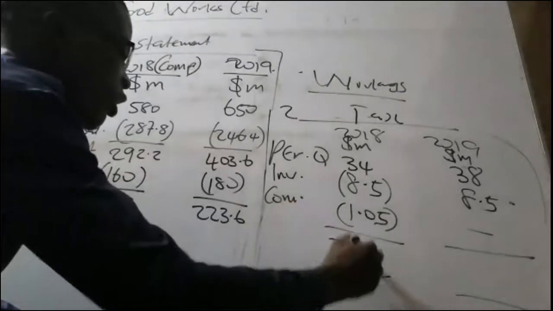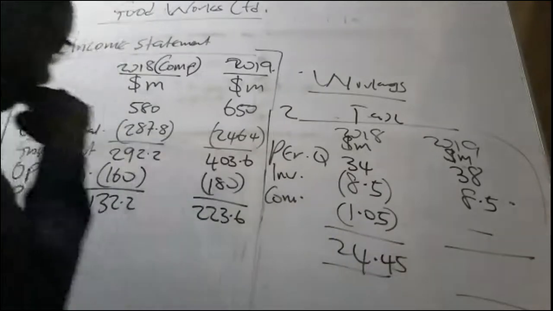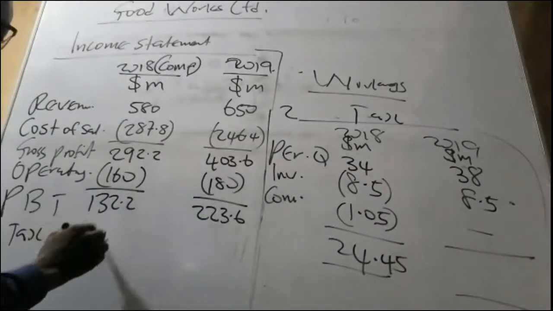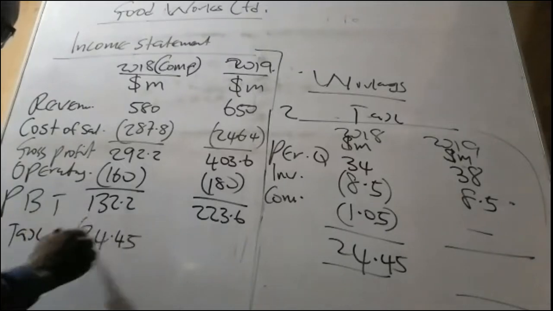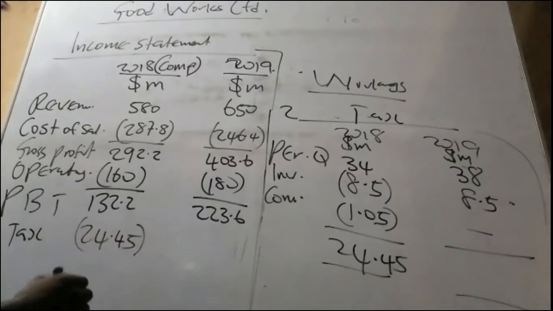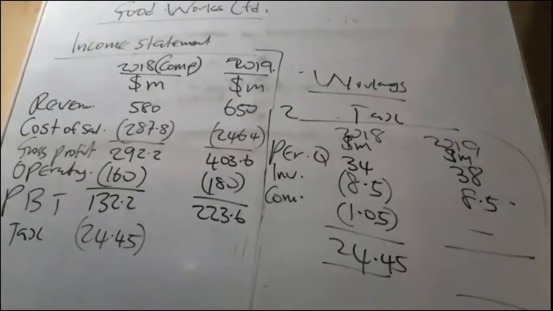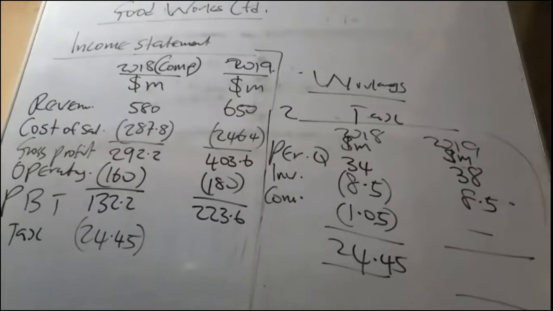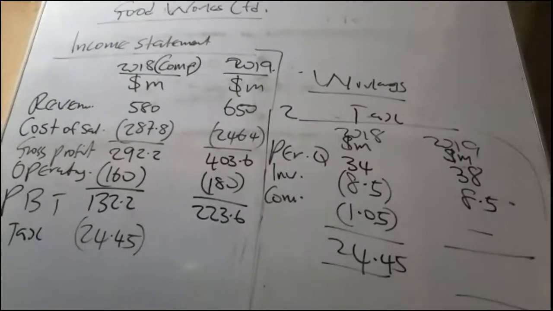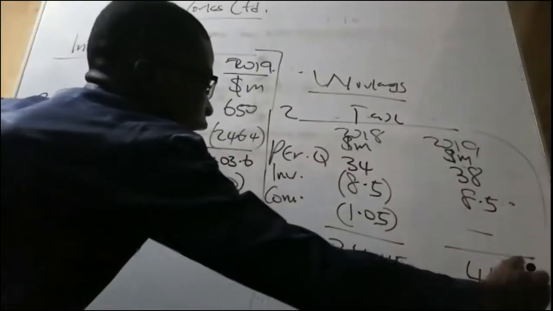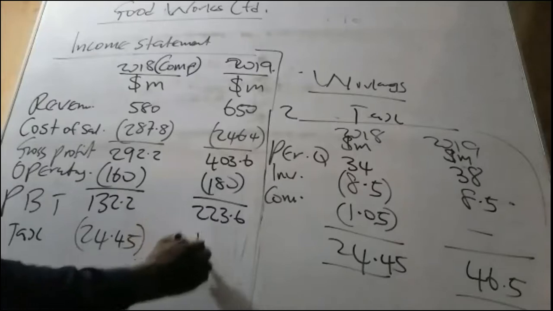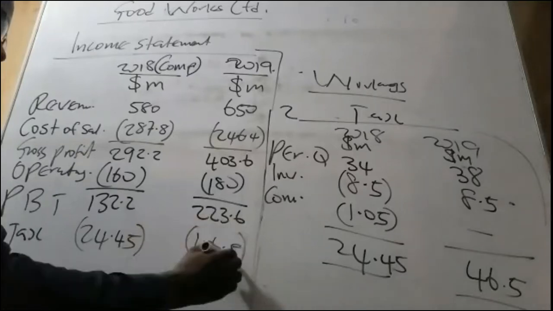24.45. You put it in brackets. What about the other one? 46.5. Perfect. So 46.5. You put it in brackets.